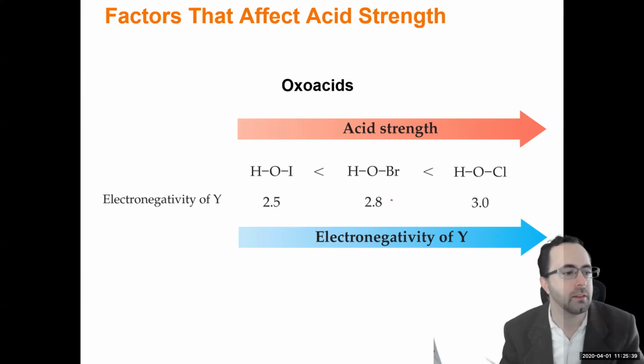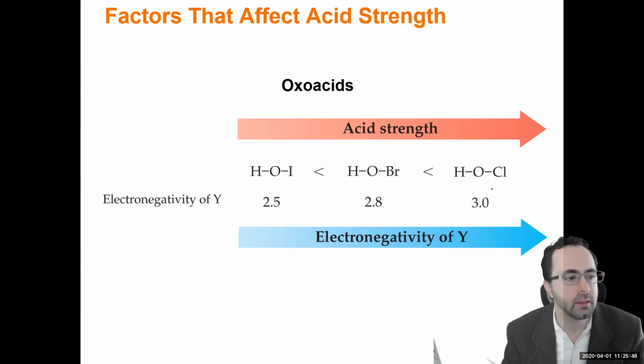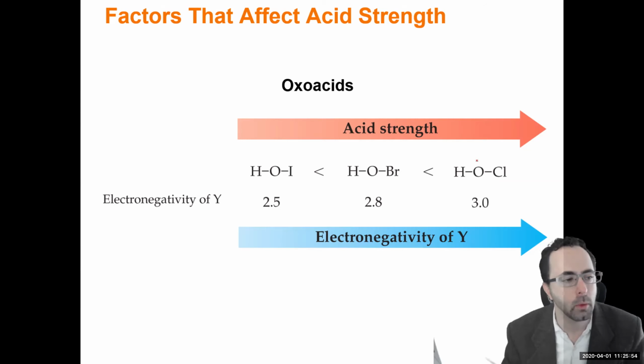So in terms of acid strength, the hypochlorous acid here is the strongest of the 3. And this is because it has the most electronegative chlorine atom. Remember what it means for an atom to be electronegative is that it's pulling electrons its way. And so the chlorine here is pulling electrons towards itself. And that means that is weakening this bond right here.